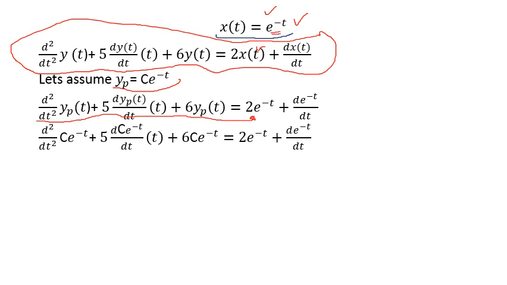So for x of t equals e power minus t, I write 2 into e power minus t, because 2 is already in the equation, and then we take the first derivative of the equation, so e power minus t. Now replacing the value of y of p in the equation, so y of p of t equals c e power minus t, which we have assumed. So we put the value of it in the equation, and by solving we see that it's a double derivative.